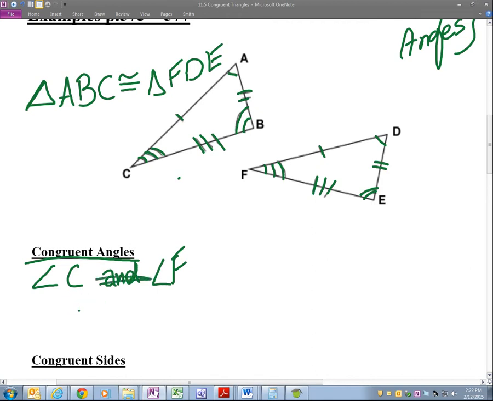Nope. All you told me is angle C and angle F. Okay? Thank you for taking the risk of not knowing how to do it when I didn't tell you what I expected. This is what it should say. It should be angle C is congruent to angle F. That's how I want it to be written. Angle C is congruent to angle F. Make sure you write the other side too.